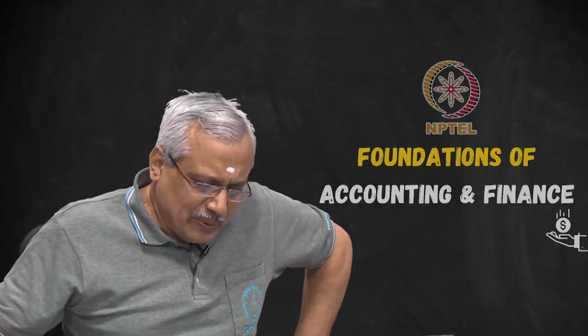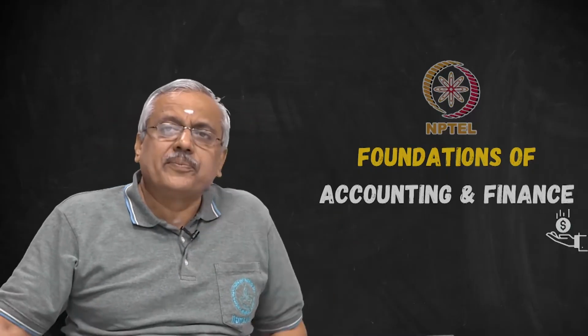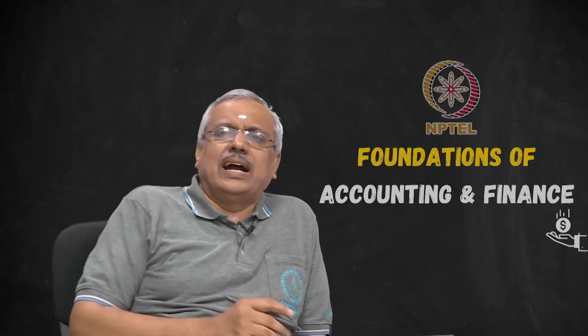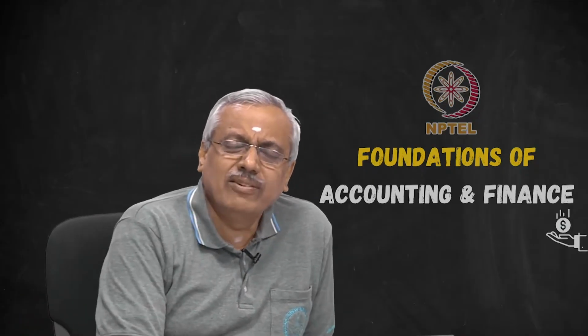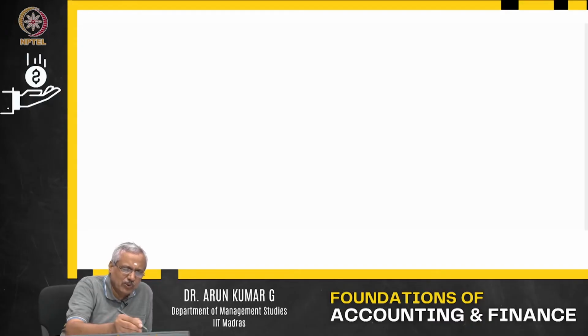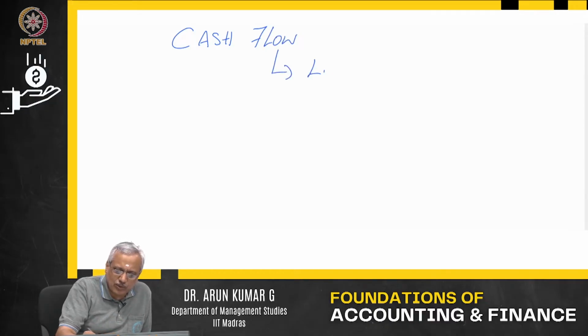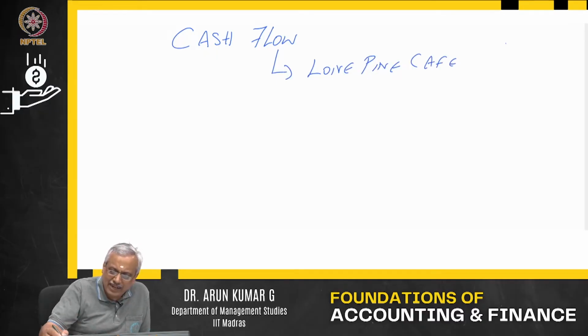Now we get back to the cash flow statements. Now that we have finished the income statement and the balance sheet, the next obvious step is to move to the cash flow statements. We did a small example of a cash flow statement. We worked on the Lone Pine Cafe, and we prepared a cash flow statement for that.